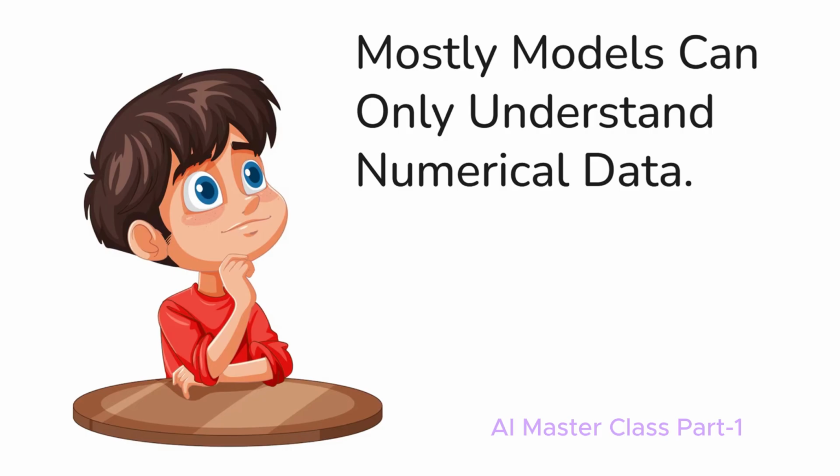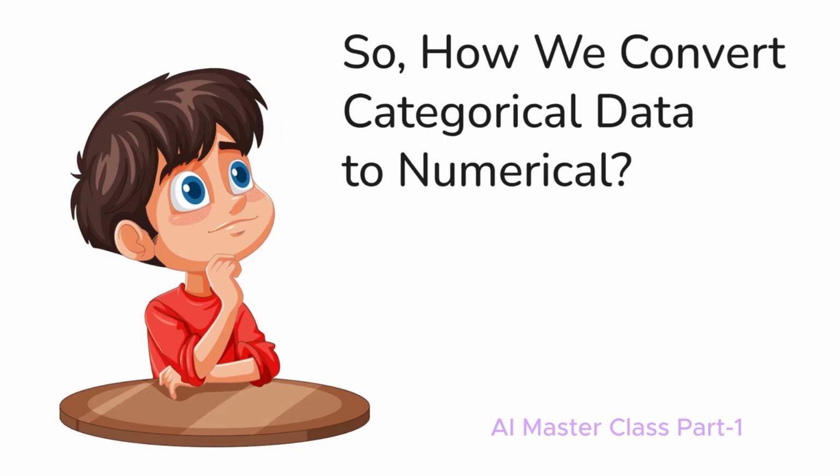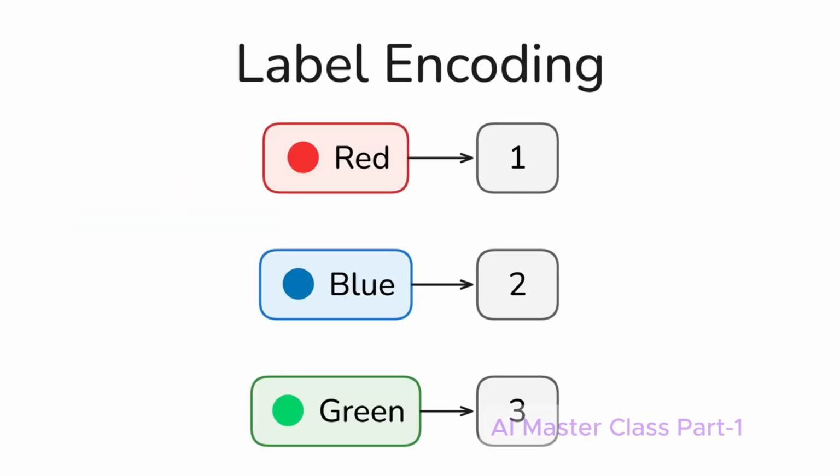Now, the problem is that most machine learning models work with numbers. They cannot directly understand text or categories. So, the challenge here is how do we convert this categorical data into numerical format without losing its meaning? Now, here is a very simple idea. We can assign numbers to each category. For example, red will be assigned 1, blue will be 2, green will be 3. This is called label encoding.